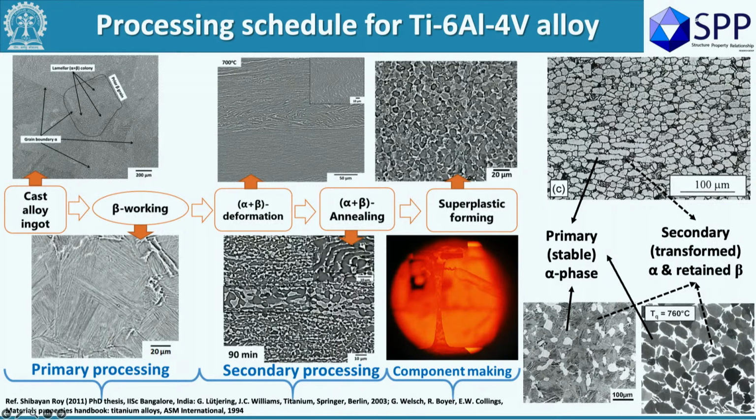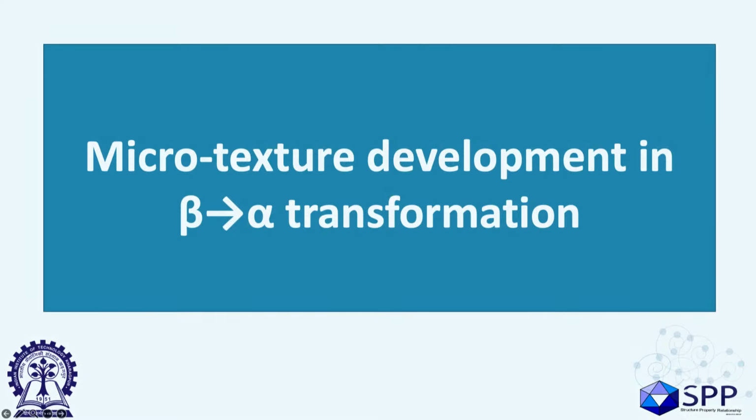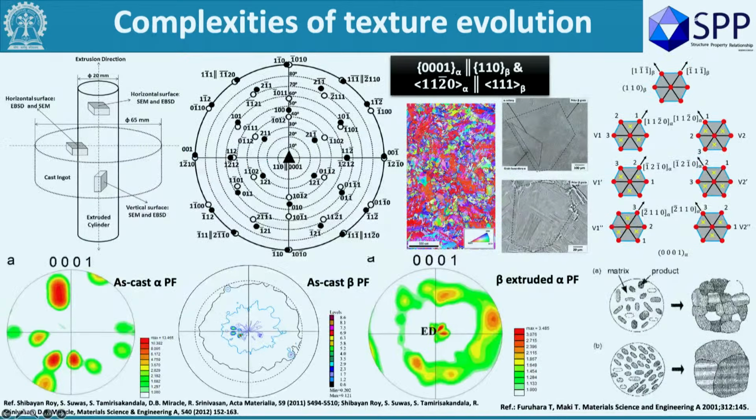This one? Oh no, this is just a camera image. It's showing how nicely this high temperature titanium is expanding. Okay. So let us first see the micro texture development in beta to alpha transformation.